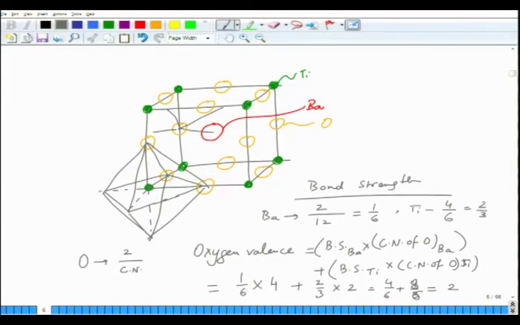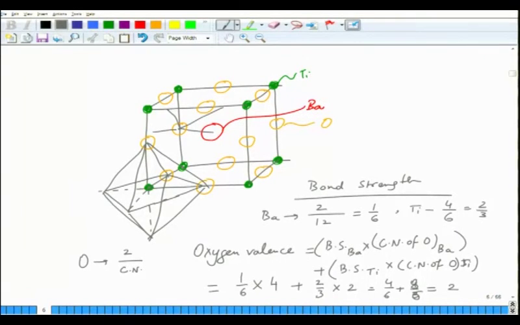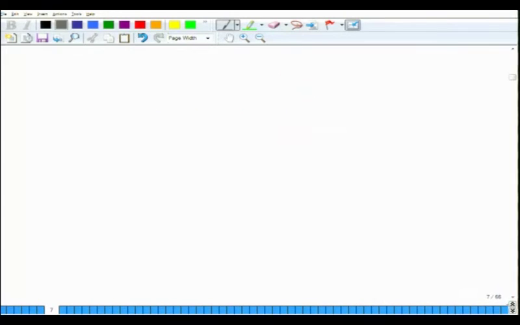So basically the solid is electrically neutral. If you get something other than 2, it means there is something wrong with the coordinations, because the number of atoms and the way they are arranged must be such that the solid is electrically neutral. So each of them has that coordination. So this is perovskite structure.